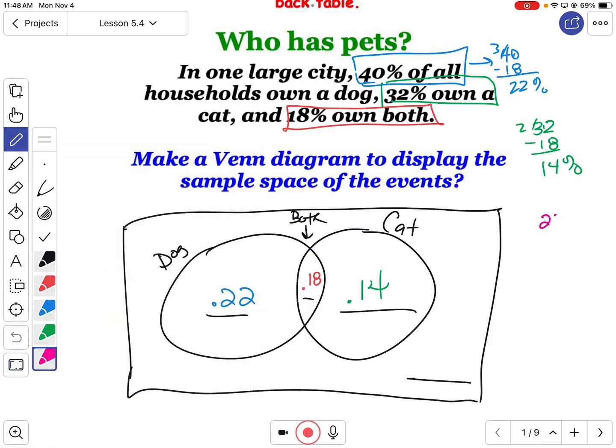So I've got 22, 18, and 14. So 10, 14, carry my 1, 2, 3, 4. That's 54%. And then how would I get what's left over? Yeah, 100 minus 54, which should give me 46%, which would be 0.46. And so that is my Venn diagram. That's my entire sample space. When I do a Venn diagram, if I add up the 3 in the circles and the 1 outside, it should add up to 100, or to 1 if it's all decimals. Question about that? All right, rock and roll.